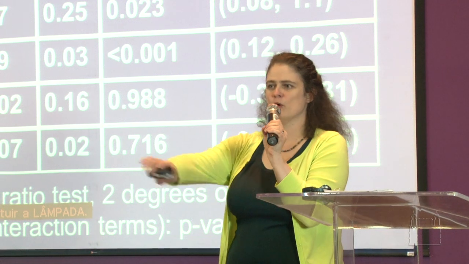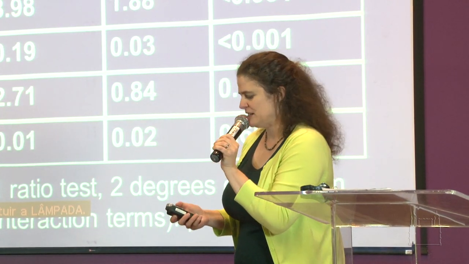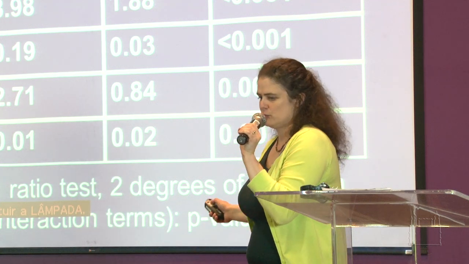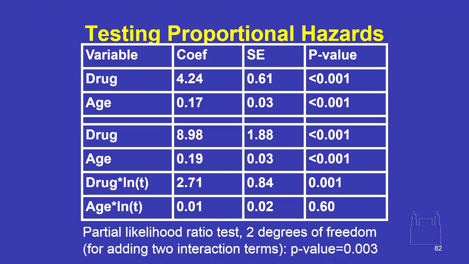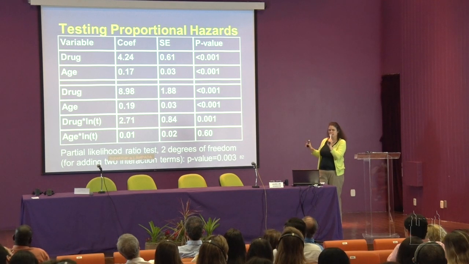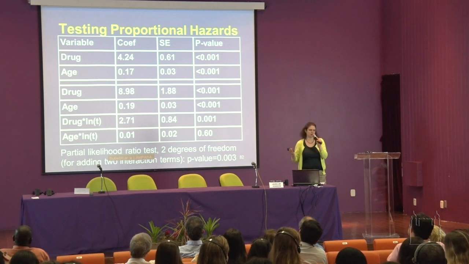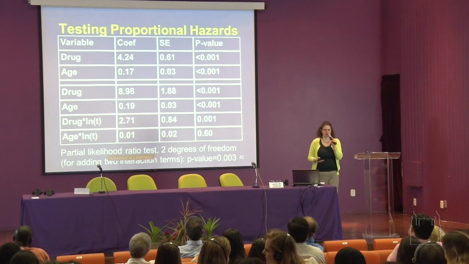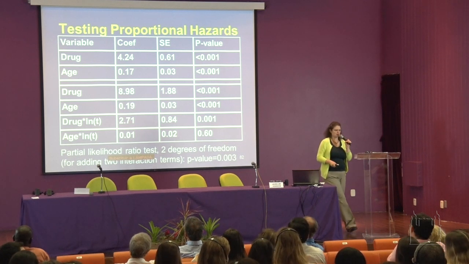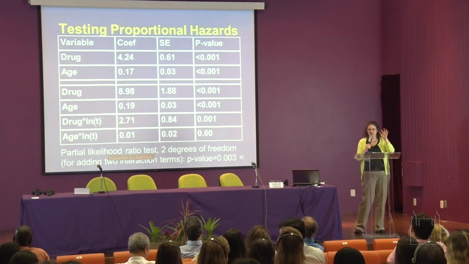I can assume proportional hazards. I'm going to assume proportional hazards here. This example, I didn't get to assume proportional hazards. Why? Because the p-value for this drug-time interaction is 0.001. And when I compare the 2 models to each other, the overall p-value for this partial likelihood ratio test was 0.003. You do not need to know the details of this.